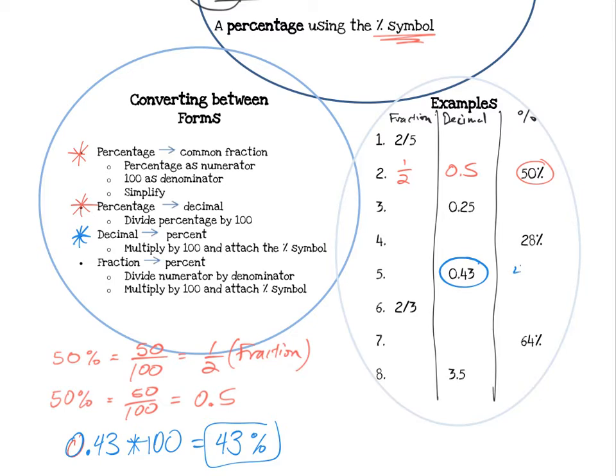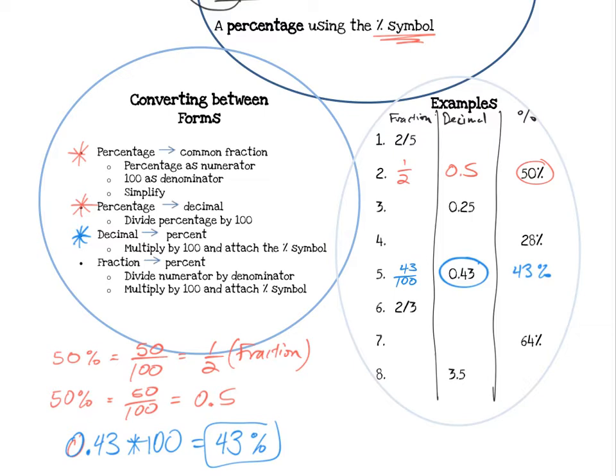So what do we get? 43%. Now if we wanted to finish out this row for number 5, all we have to do is change the percent to a fraction, which we've already talked about. We divide just this number 43 by 100 and see if it simplifies. It does not in this case, so it would just be 43 over 100.